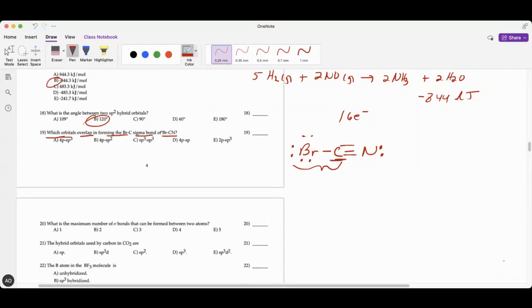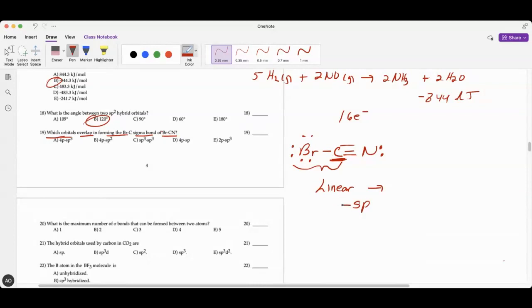What is the electron pair geometry of this carbon? It's linear. So the carbon would then have what type of hybridized bonds? sp.